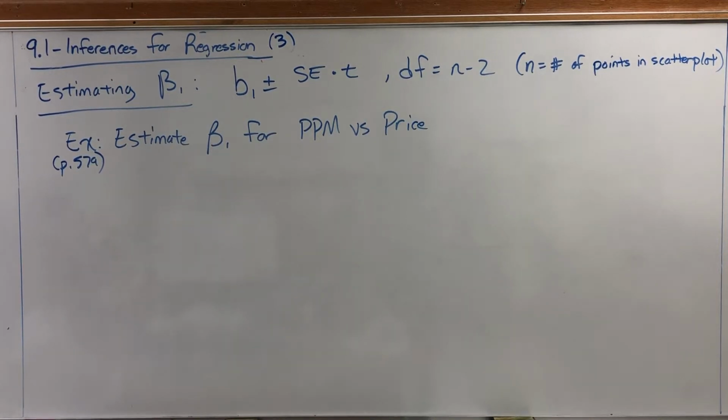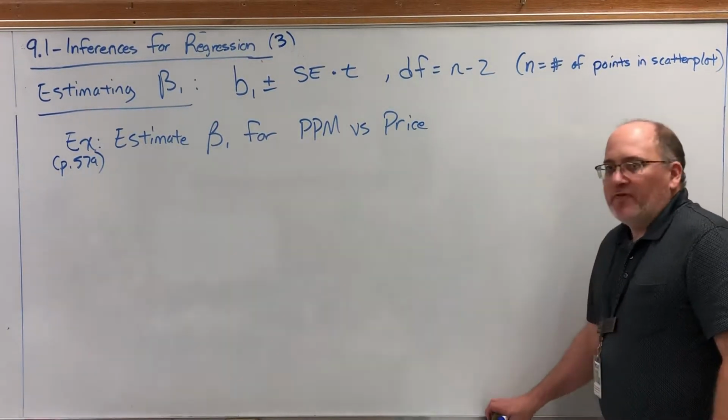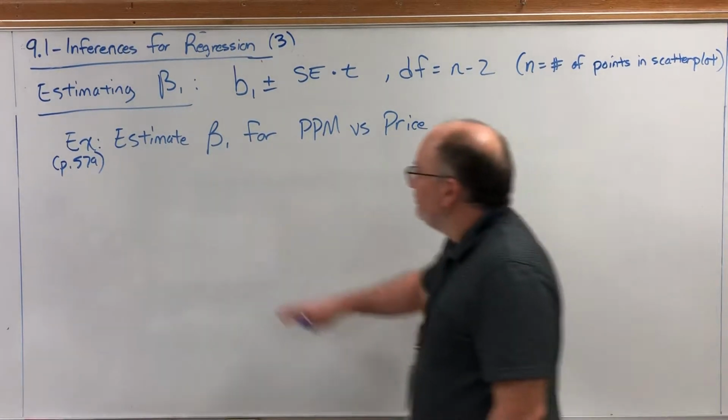Section 9.1, Inferences for Regression, video number 3. So, let's estimate the slope of the population regression, beta 1.